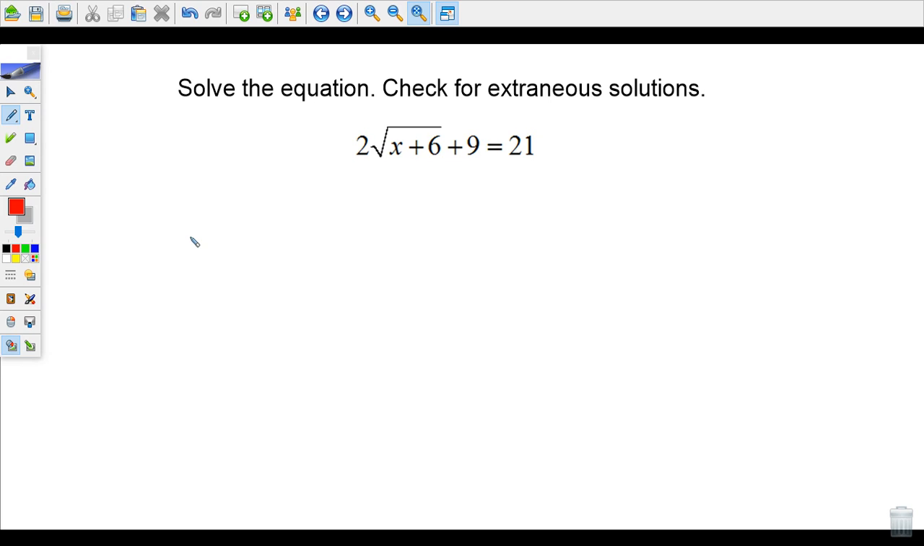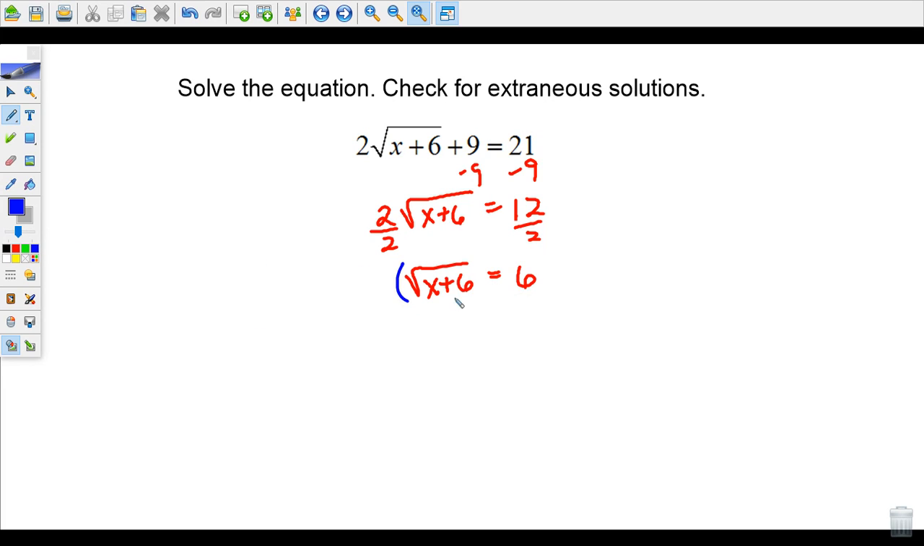Remember, we want to isolate the variable or the radical first. So we want to get this x plus 6 under the radical by itself. So we got to subtract 9. So now it's 2 times radical x plus 6 equals 12. Divide both sides by 2. And we'll get radical x plus 6 equals 6. This is where we're going to square both sides.